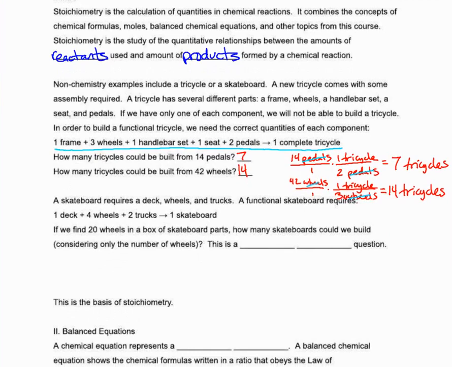We could talk about skateboards, and a skateboard requires 3 basic components. They're fairly simple. There is a deck, there are wheels, and there are trucks. The trucks are the axles. A functional skateboard requires the following. It needs 1 deck, it needs 4 wheels, it needs 2 trucks. All of that yields 1 skateboard. So if you find 20 wheels in a box of skateboard parts, how many skateboards could we build? Again, considering only the number of wheels here.